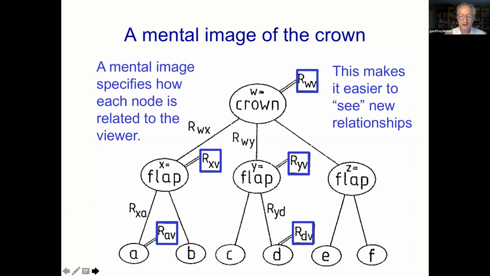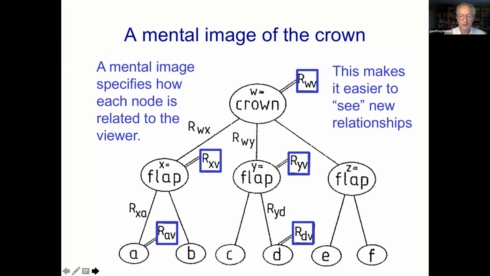And now if I asked you for the relationship between two parts that are far apart in the structural description, like A and D, you can go through 4 edges in the structural description, or you can simply take RAV and RDV, and from their relation to the viewer, you can figure out the relation between them. And I think that's what we use mental images for.